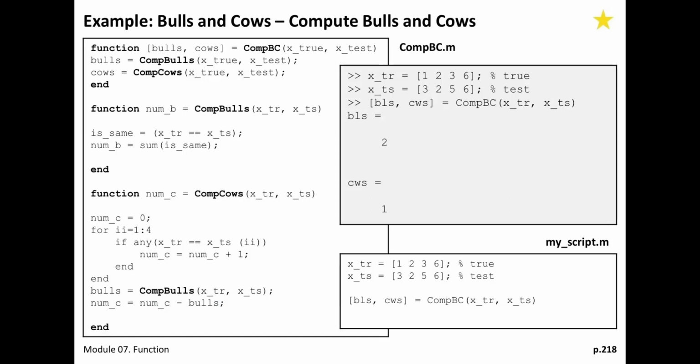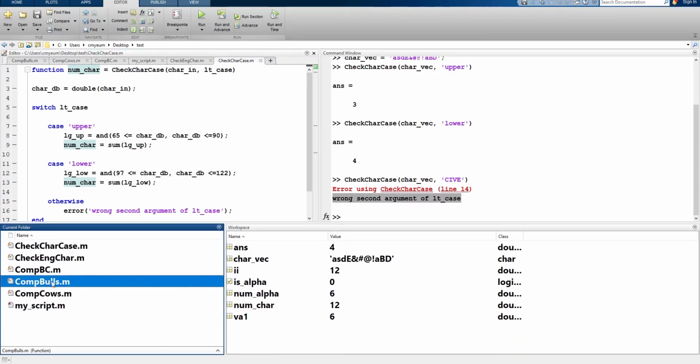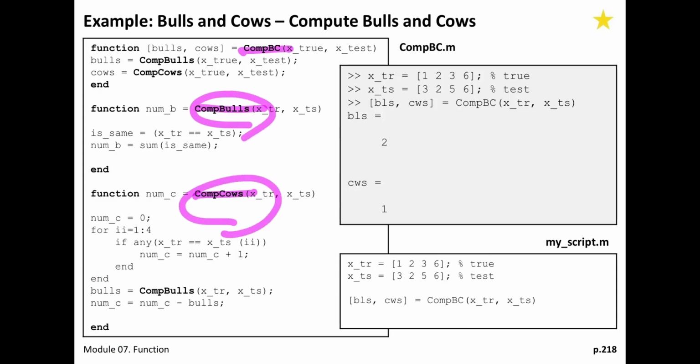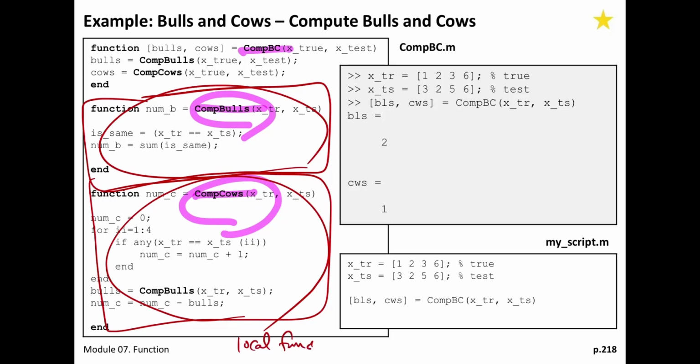Okay, now let's take a look at the bulls and cows problem. In the previous problem, we stored compute BC, compute bull, and compute cow as individual M files, right? For instance, here we put compute bull in an individual M file. But here, compute bull and compute cow are only used to compute the variables in compute BC, right? So you don't need to store compute bull and compute cow as individual M files. You can place them as local functions at the end of the main function.